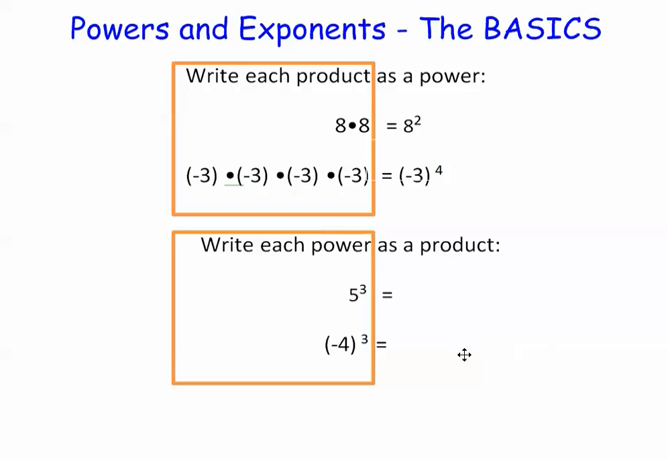Now write each power as a product. 5 cubed would be written 5 times 5 times 5. Negative 4 cubed would be written negative 4 times negative 4 times negative 4. It's important that you include the parentheses at this point.